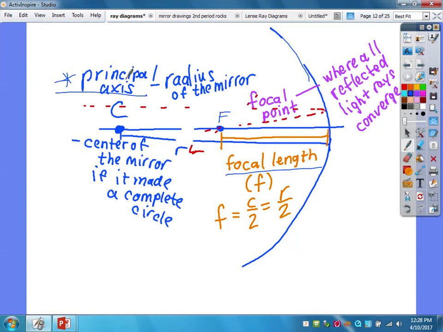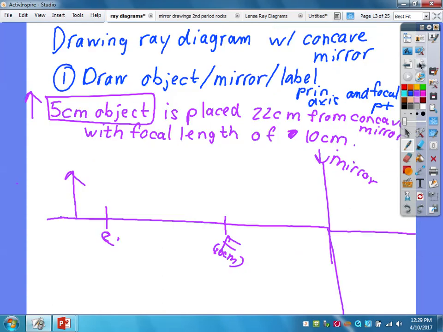The nice thing is, the focal length and the principal axis are very closely related. The focal length is equal to half the principal axis, always. I have r over 2 here too, in case you keep going, wait, what's the principal axis? It's the radius. Now again, we're not going to draw a complete circle ever. These problems will be very specific. I'll go to the next page and show you.